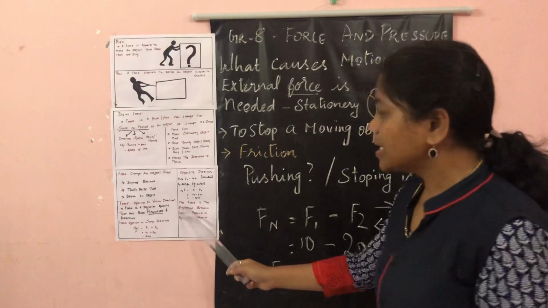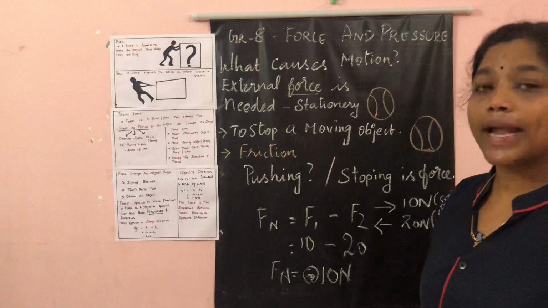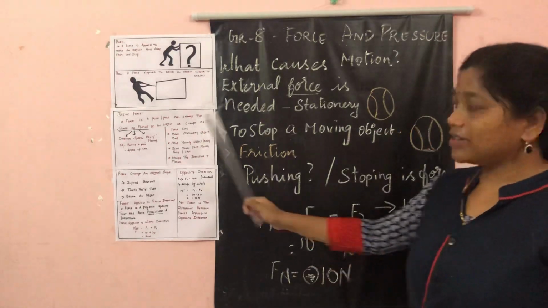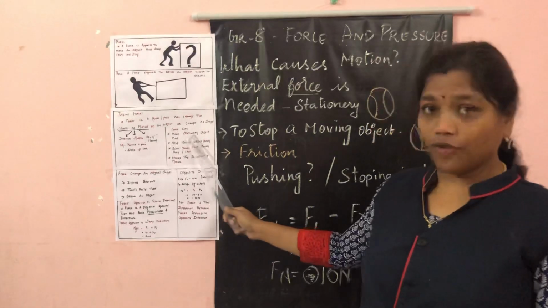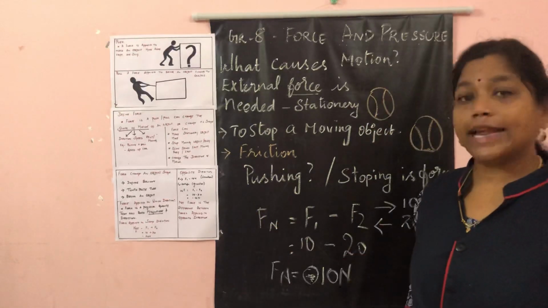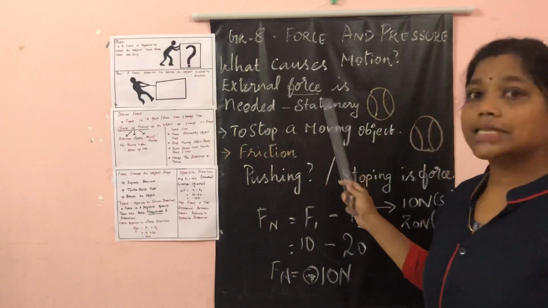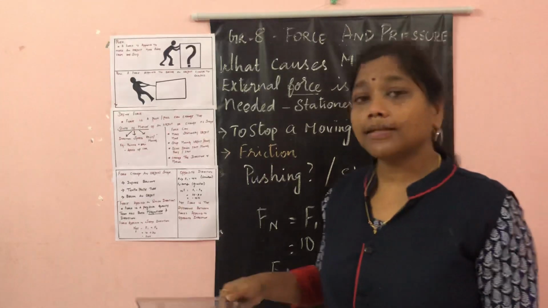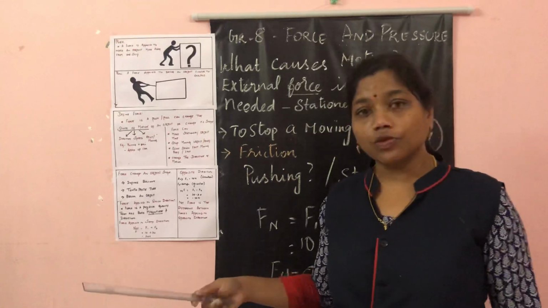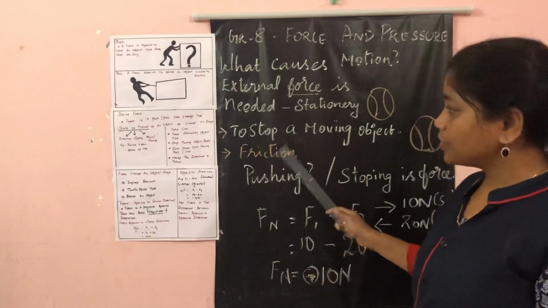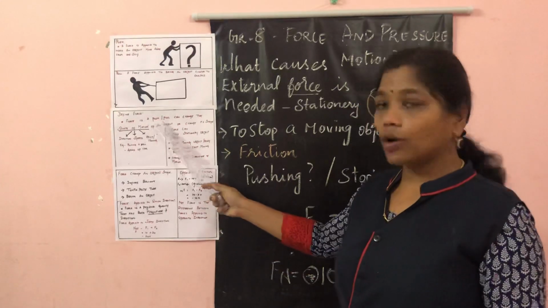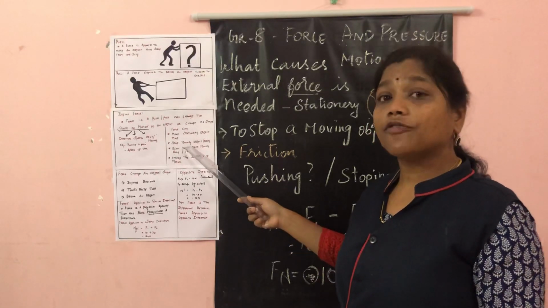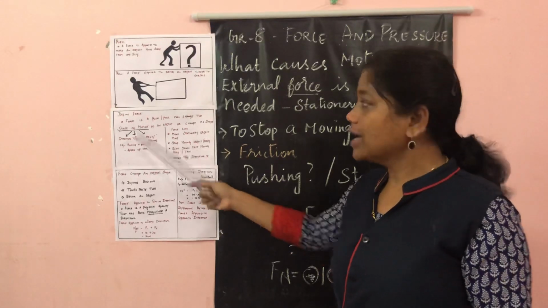So net force is the difference between the forces applied in the opposite direction. Today's class is all about the definition of force, the effects of forces, and how to calculate the net force. First, what causes motion? That is force. Any external force given to make a stationary object move, or a moving object stop, is said to be force. A force is a push or a pull that can change the state of motion of an object or change the shape of an object.